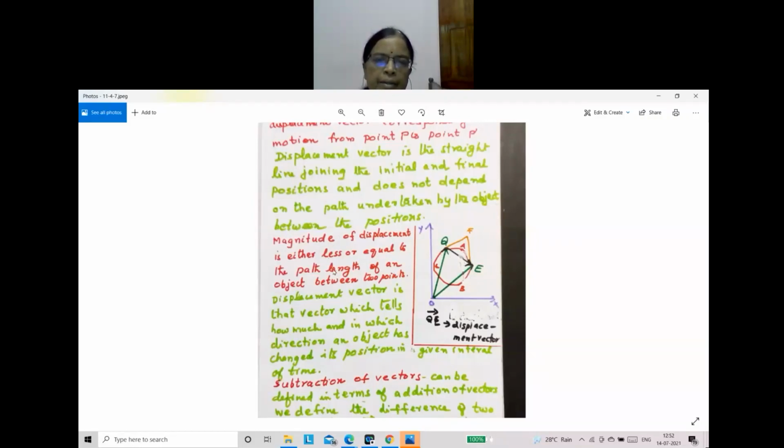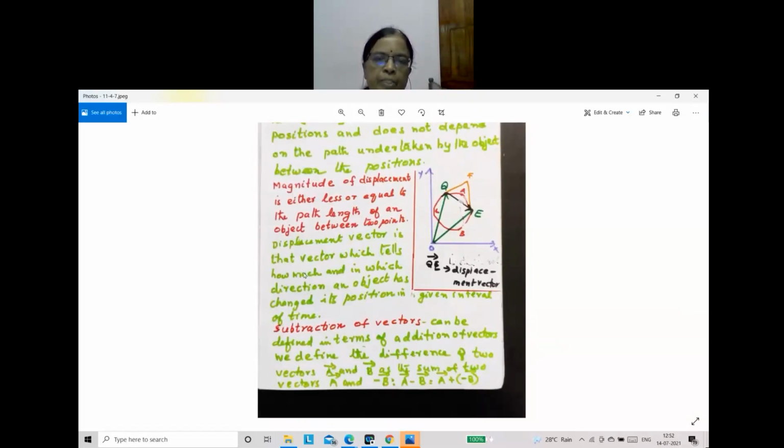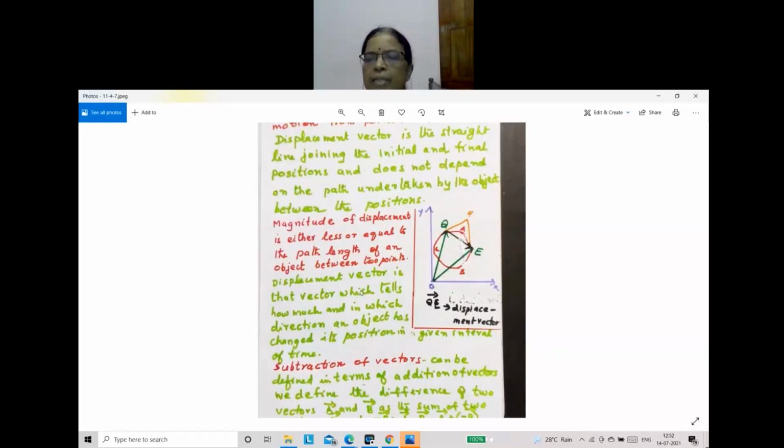That's given here. The magnitude of displacement is either less, in all these cases. Only in this case, the direct movement, it is equal. The magnitude of displacement is either less than or equal to the path length of an object between the two points. The displacement vector tells how much and in which direction the object has changed its position. So that is what we have studied now: position vector and displacement vector.